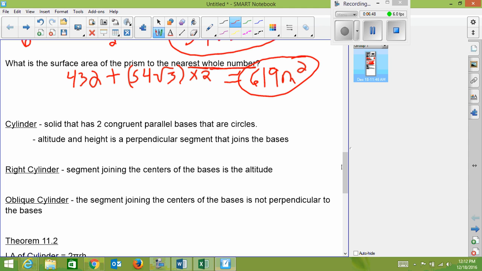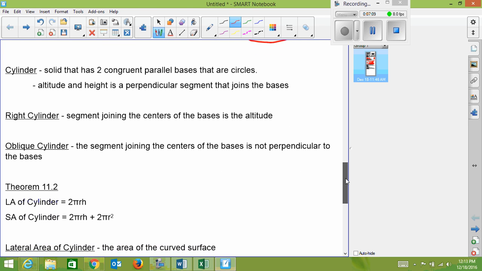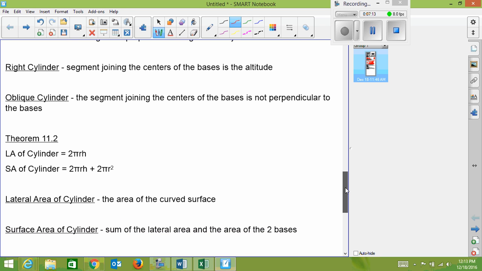Some more terms. A cylinder is a solid that has 2 congruent parallel bases that are circles. The altitude, or height, is a perpendicular segment that joins those bases. In a right cylinder, the segment joining the centers of the bases is the altitude. In an oblique cylinder, the segment joining the centers of the bases is not perpendicular to the bases, so those are a little different.